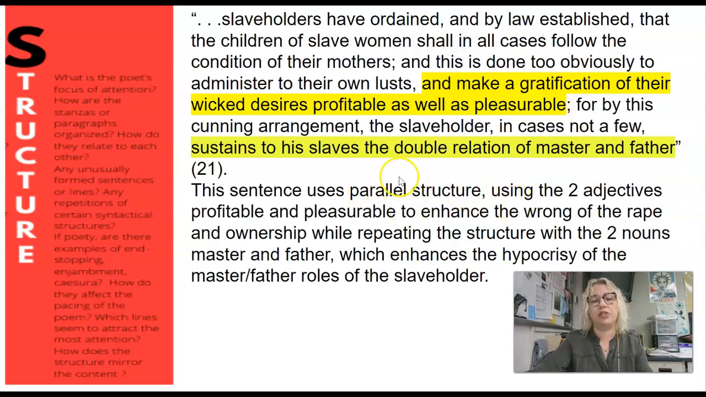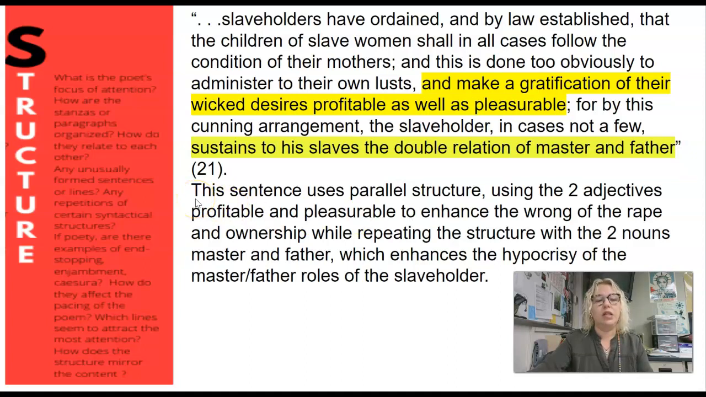You'll see this technique used often by writers, and it's a great one to look for, and it's parallel structure. Parallel structure is whenever you have sentence structure repeated, all right? It's used all the time, and it's a great way to analyze syntax or sentence structure.